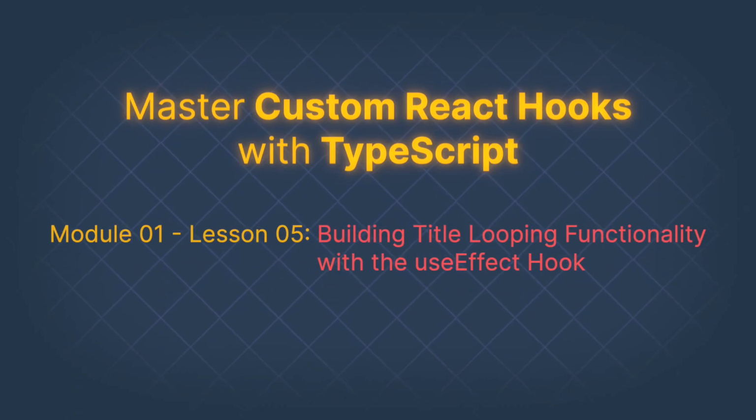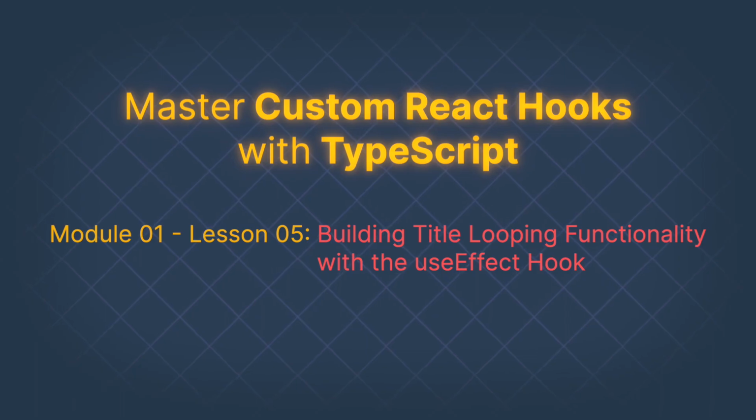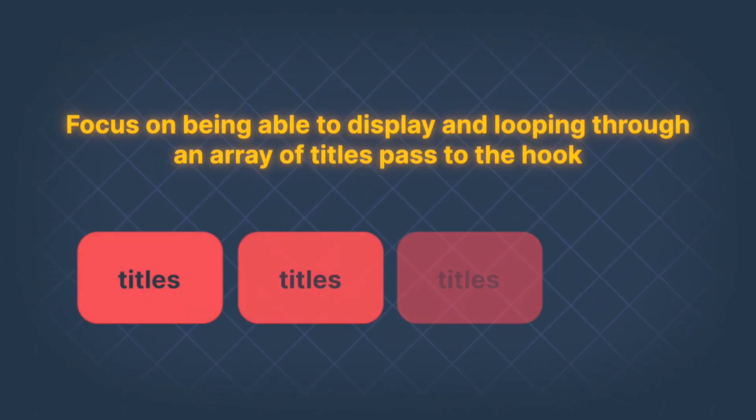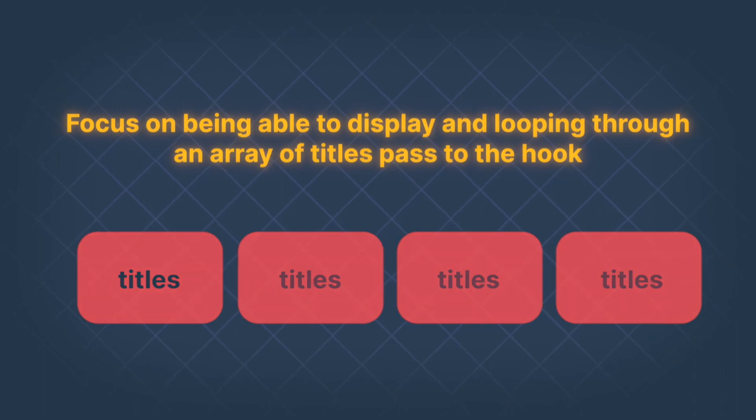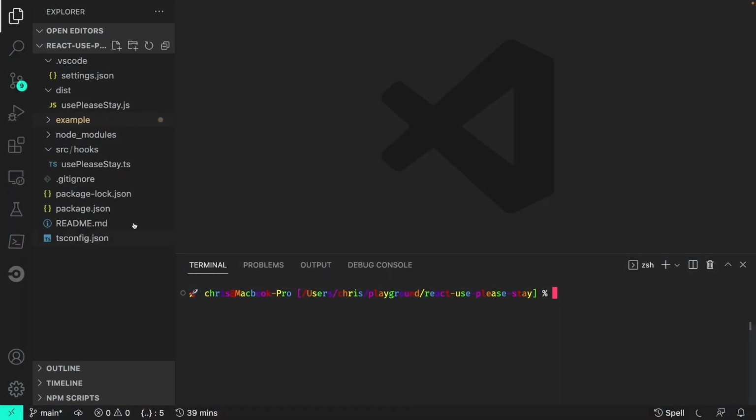Let's finally get started with the first functionality of our hook. To start, we'll focus on being able to display and loop through an array of titles passed to the hook. First, open up the use please stay file and ensure that that's the one in the root src directory and not the one in the example folder.